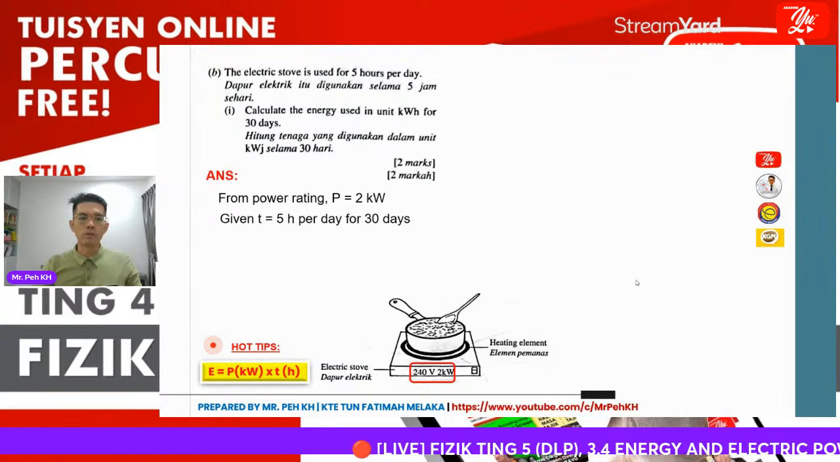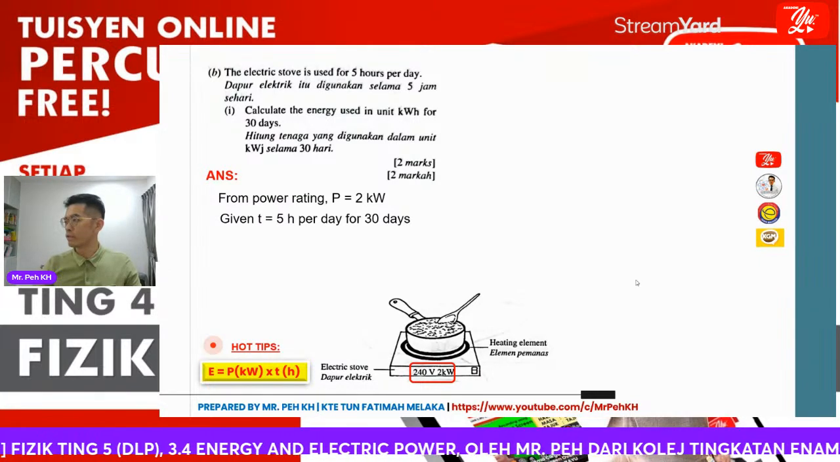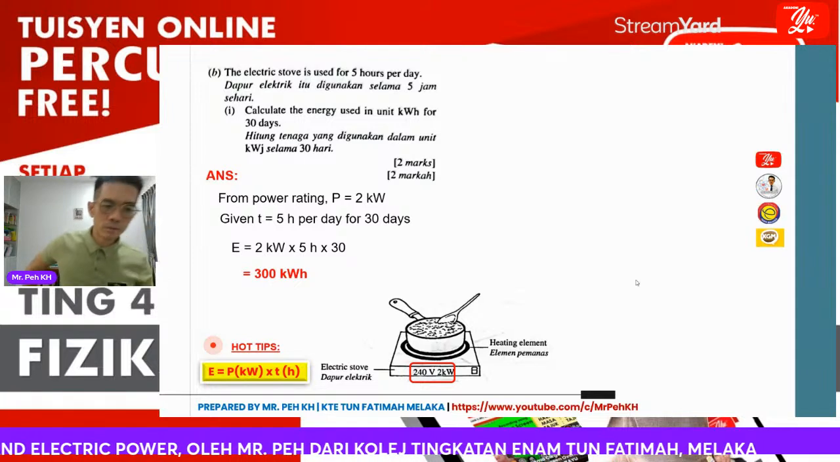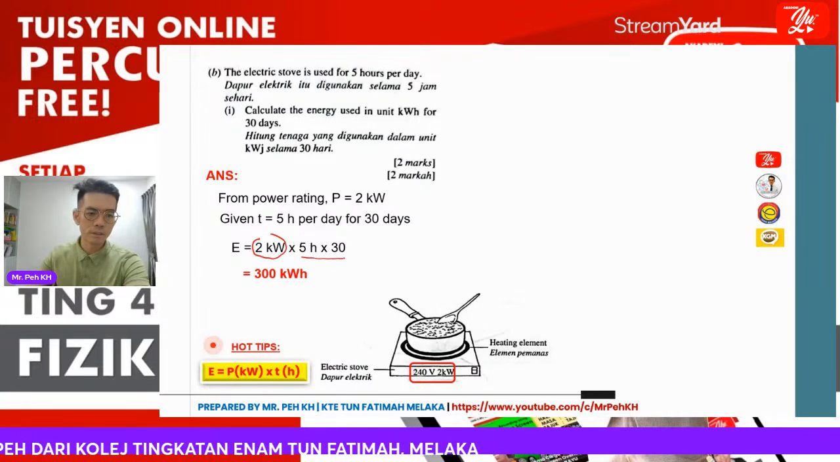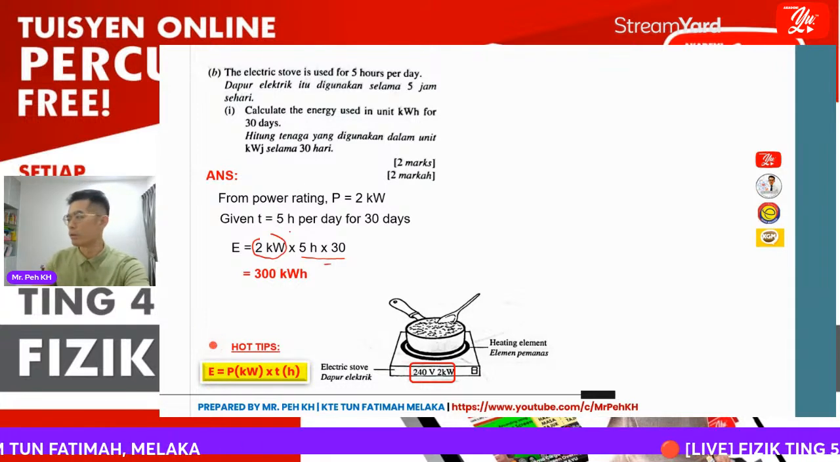We need to change 5 hours times 30 because we want to calculate for 30 days. So here this will be the equation, P and t. 5 hours times 30, so we get 300 kilowatt hour.